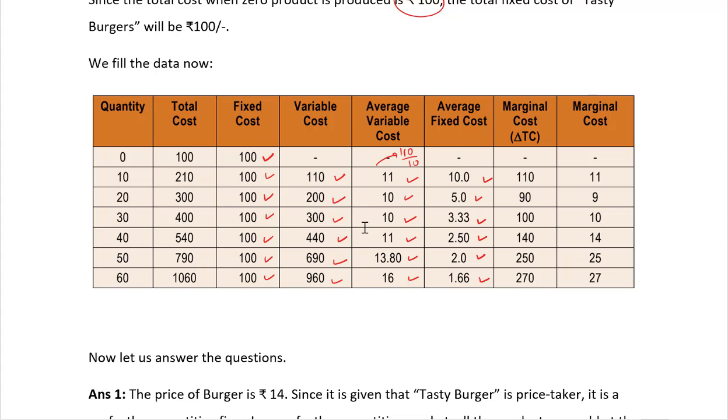Marginal cost, that is change in total cost. We have total cost over here. 210 minus 100, we got 110. 300 minus 210, we got 90. 400 minus 300, we got 100. 540 minus 400, we got 140. 790 minus 540, we got 250. And 1060 minus 790, we got what? 270. Marginal cost, that is change in total cost, but this is average marginal cost.